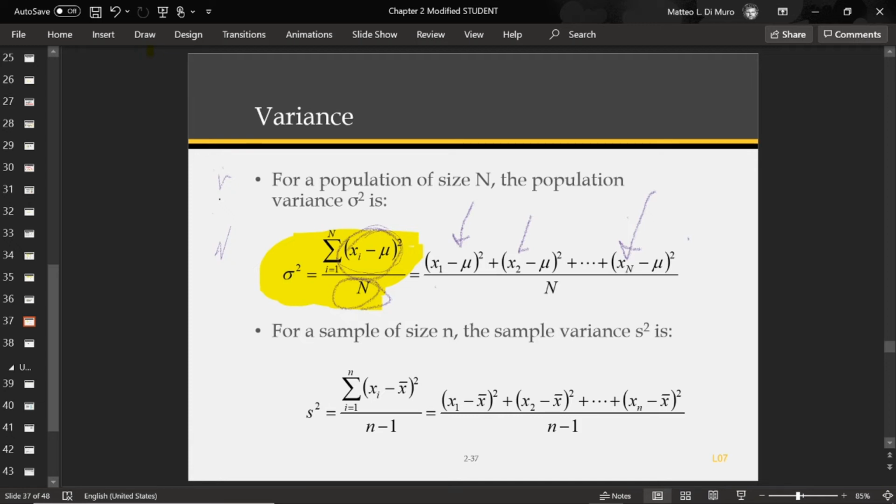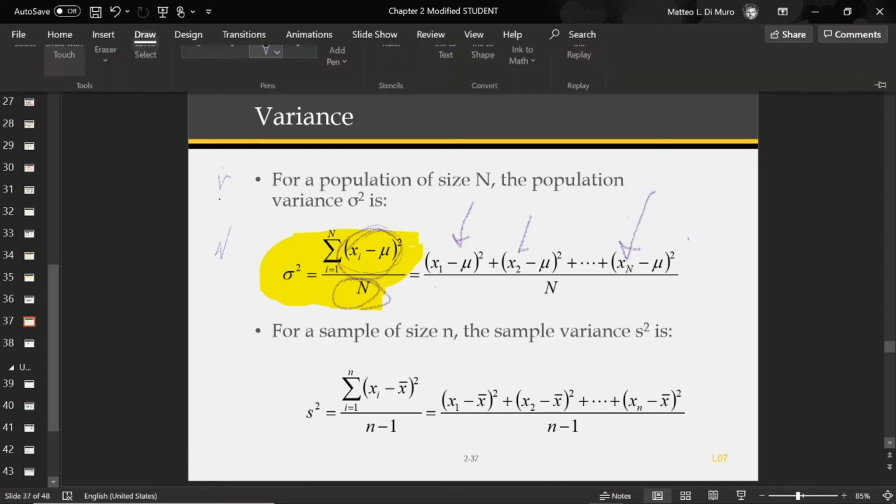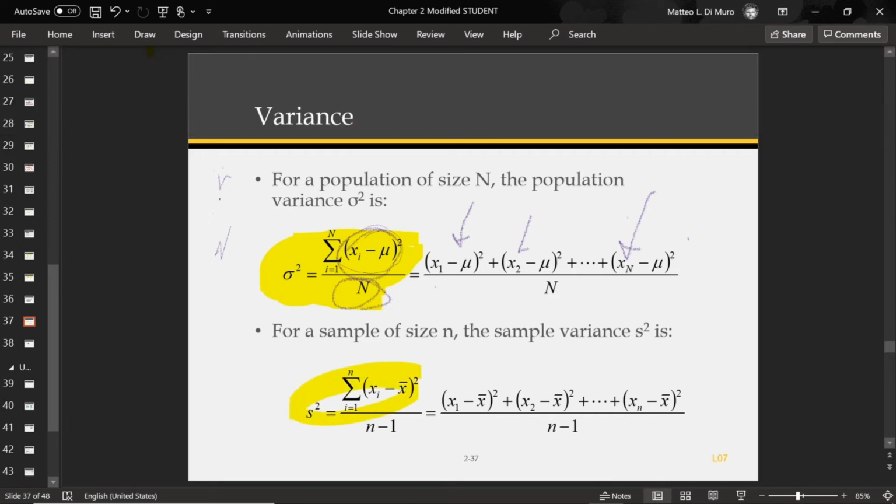Now, what's up with this second formula? This one here. It says for sample size n. Well, remember, the population is when you are talking about everybody. So everybody in the NBA, right? That's the population. Oftentimes in statistics, statistics is sort of the art of figuring out what the population is by taking a sample. Okay? And we make distinctions in the formula.